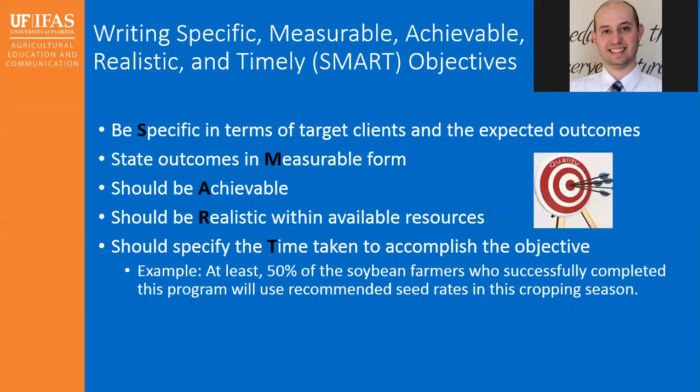So the almighty SMART objective structure, and I'm sure you all have heard this before. What the SMART structure looks at is making sure that your objectives are specific, measurable, achievable, realistic, and timely. So be specific in terms of target clients and the expected outcomes. So who are your participants and what do you expect to see? State outcomes in a measurable form. So if you're expecting them to be able to identify organic species, explain how many of those participants or what percentage of those participants you expect to see that outcome so you understand where success lies.